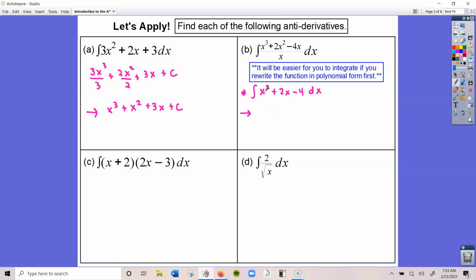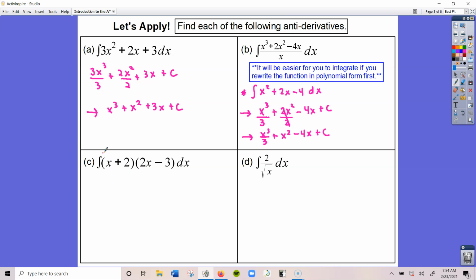So for each one, we add to the exponent and then divide by the new exponent. So that would be x to the third over 3 plus 2x squared over 2 minus 4x plus c, which we could then rewrite as x to the third over 3 plus x squared, since those 2's would cancel, minus 4x plus c. And this would be my final answer.